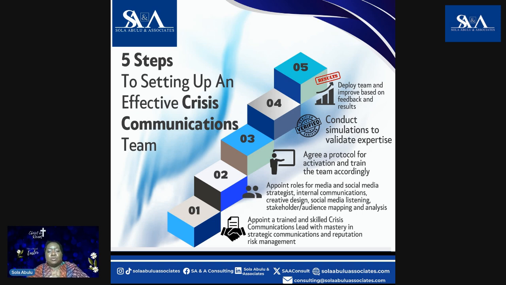So appoint roles for media and social media strategists. Most times they're not the same type of people, so don't ever deceive yourself that anybody who understands traditional media will understand social media as well. Those people hardly ever exist. Anyway, you can challenge me in the comments, but that's my view. Then internal communications, if you need that role, creative design, social media listening, and stakeholder audience mapping and analysis.